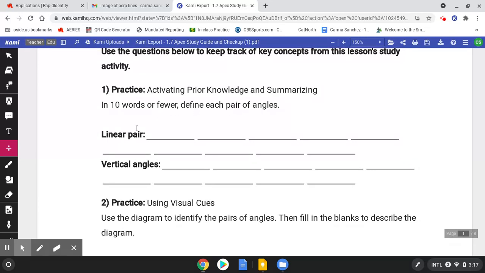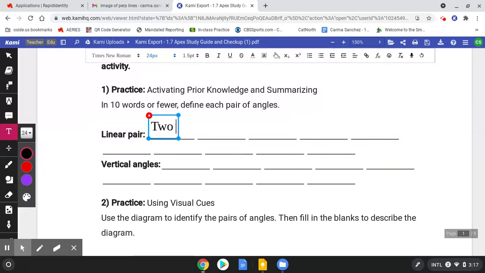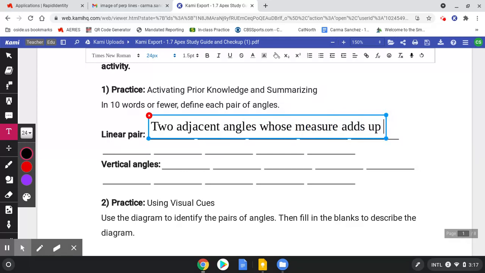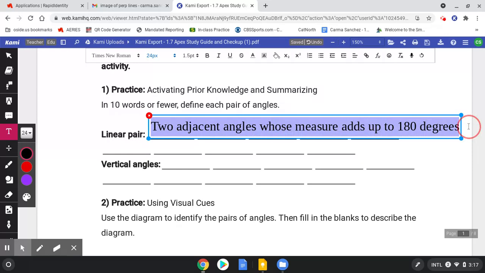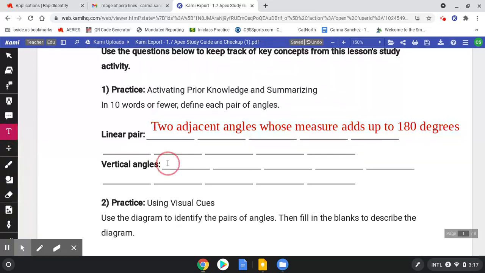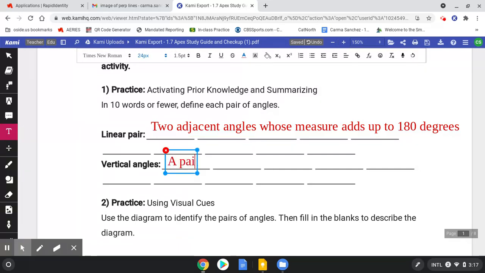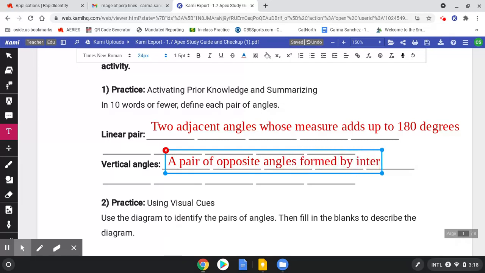So in 10 words or fewer, define each of the pairs of the angles. The first one is linear pair, and this is two adjacent angles whose measure adds up to 180. Now, if you want to put in the little degrees there, you can use the insert equation, but I'll just type it. And then vertical angles are a pair of opposite angles formed by intersecting lines.